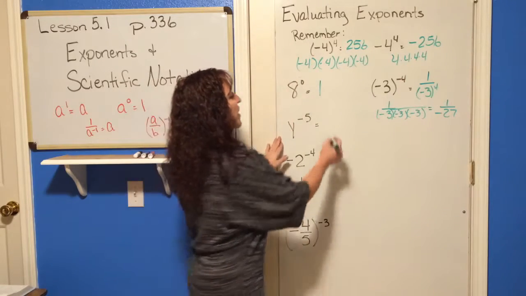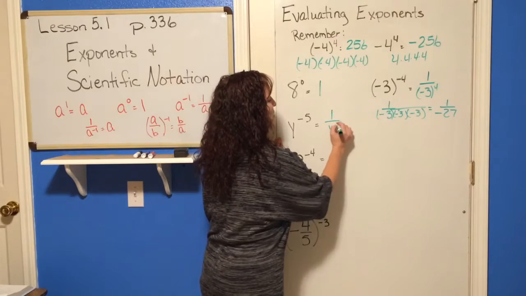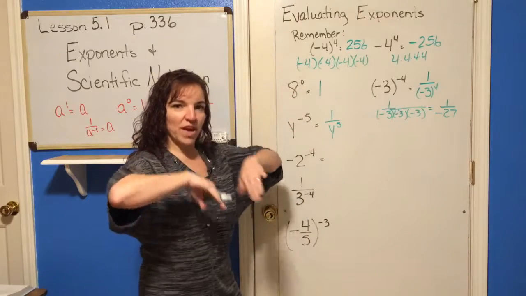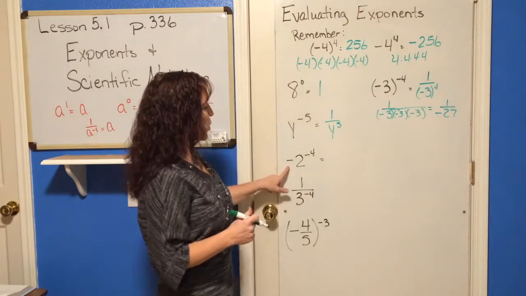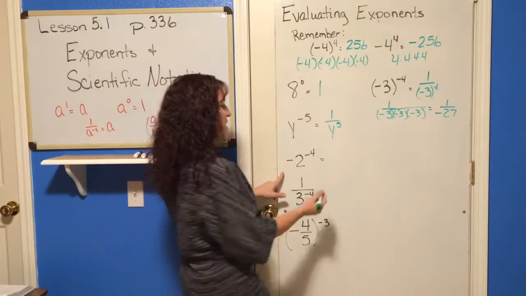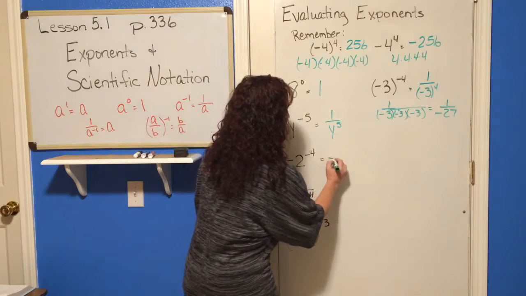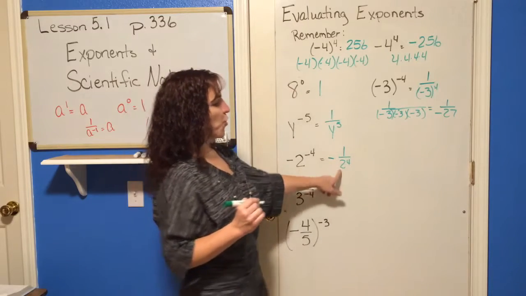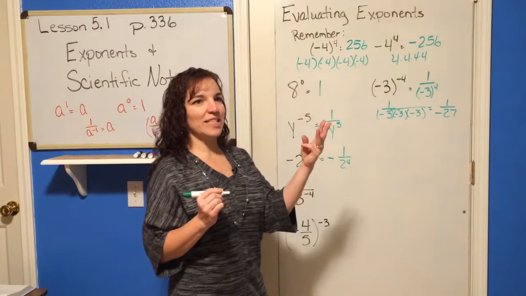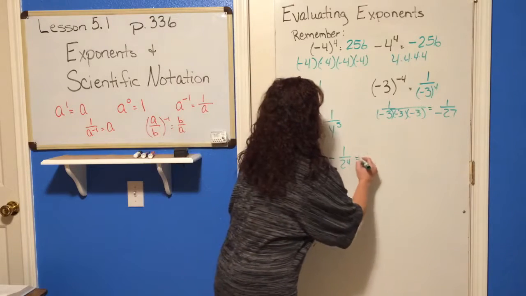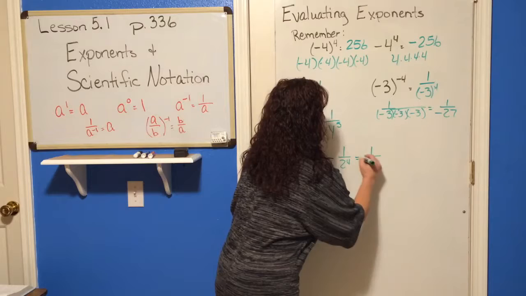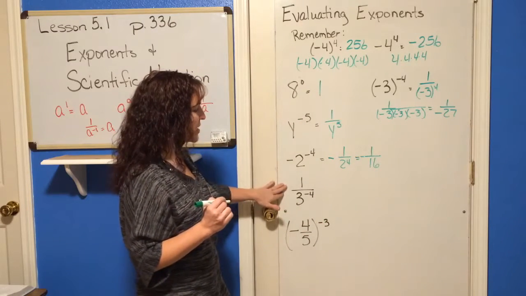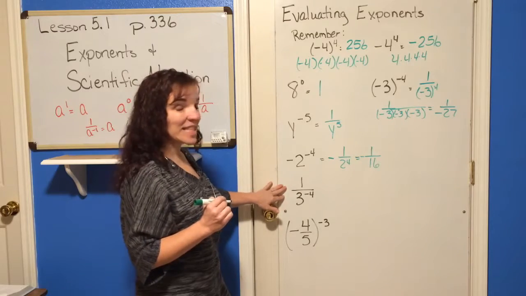y to the -5th is 1 over y to the 5th. When we flip it down to the bottom, now it becomes a positive exponent because we've already changed that. So this is going to be -2 to the -4th power. So we're going to have -1 over 2 to the 4th power. So 2 to the 4th power is 2 times 2 is 4, times another 2 is 8, times another 2 is 16. So you have 1 over 16, but the whole thing is negative. So -1/16.